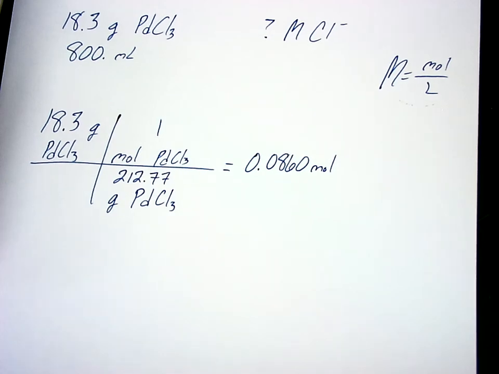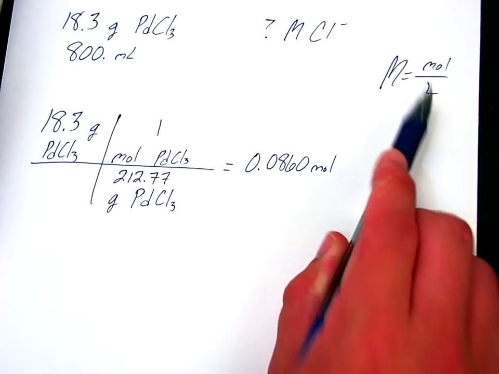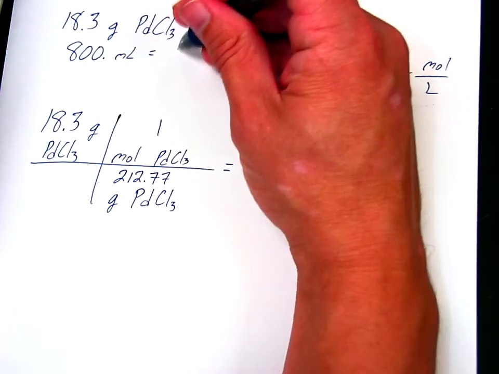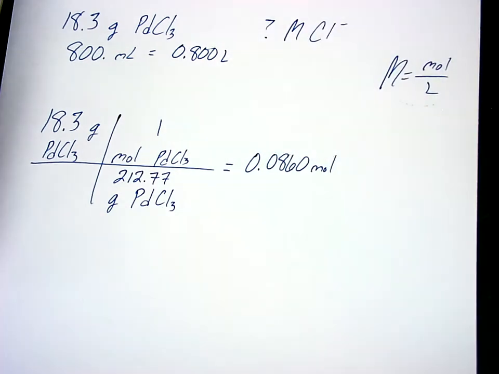Another issue that we have, though, is that my given volume is in milliliters and it has to be in liters. So I can very easily slide the decimal 3 times to the left to get 0.8 liters. And now we're ready to use our equation.